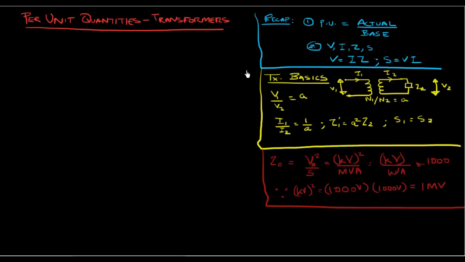Before I begin though, I'd like to do a quick recap of what we've seen so far. First of all, we've defined per unit values as being equal to actual values over a base quantity that we define. Also, we saw that the four main electrical quantities we concern ourselves with are voltage, current, impedance, and power, and that as long as any two of these are defined, we can calculate the other two using either Ohm's law, V equal to IZ, or the formula for power, P equal to VI. So we've seen this in the earlier two videos.